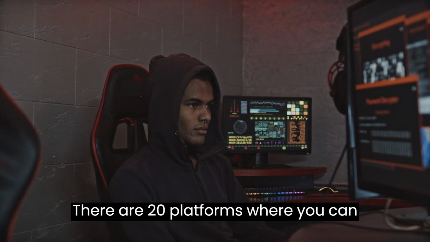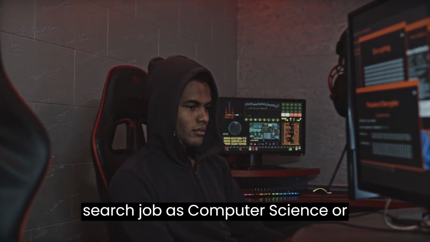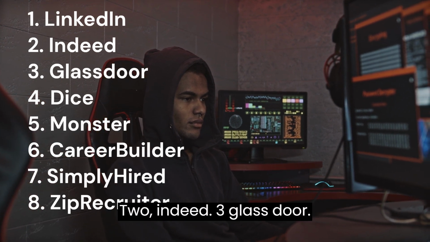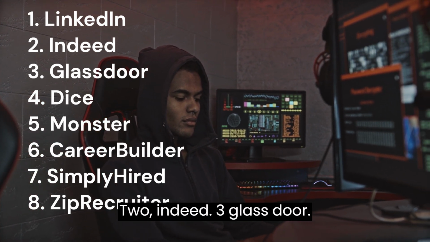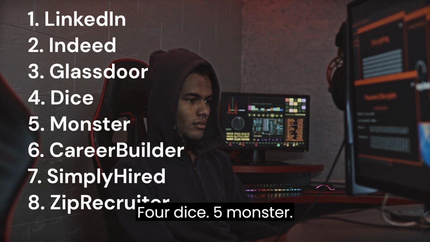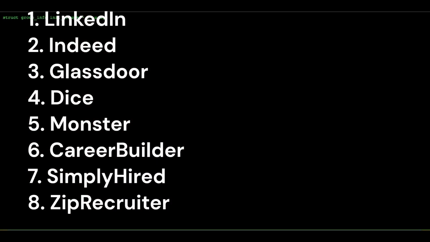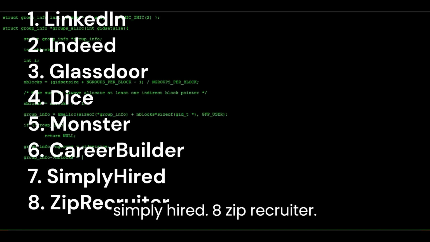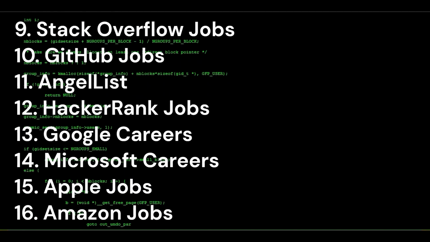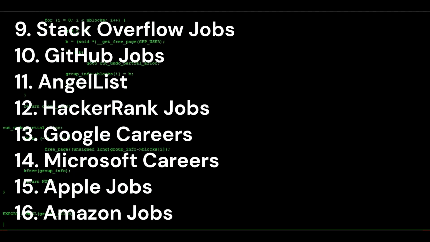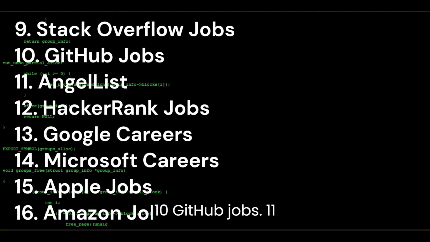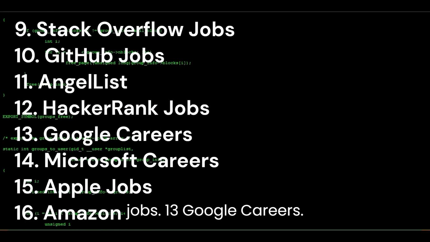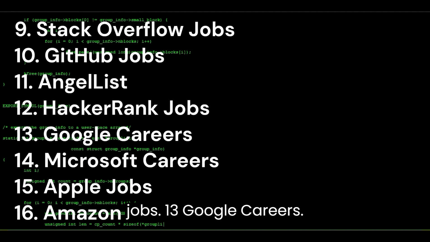There are 20 platforms where you can search job as computer science or software engineer. 1. LinkedIn. 2. Indeed. 3. Glassdoor. 4. Dice. 5. Monster. 6. CareerBuilder. 7. SimplyHired. 8. ZipRecruiter. 9. Stack Overflow Jobs. 10. GitHub Jobs. 11. AngelList. 12. HackerRank Jobs. 13. Google Careers.